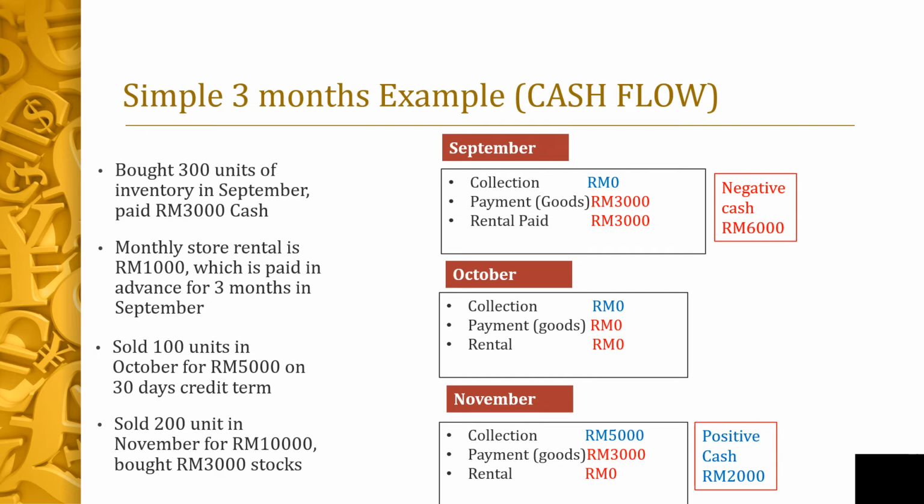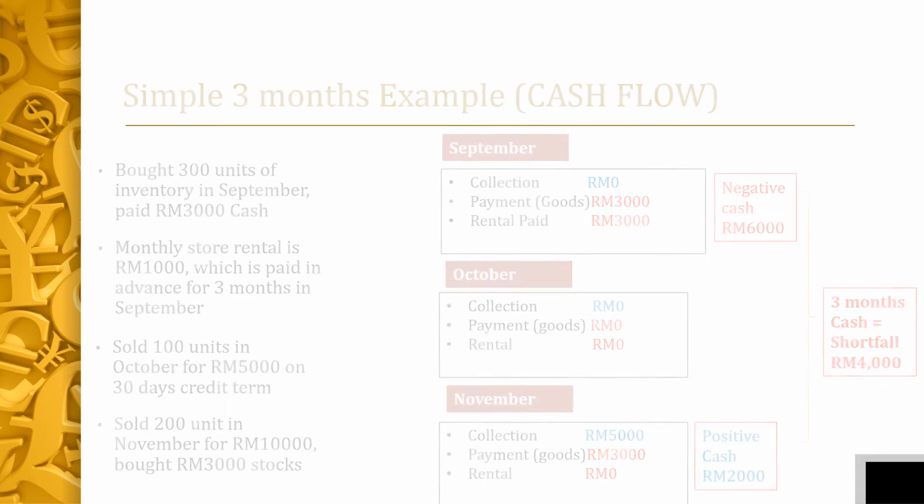How about the 3 months cash position? Oh, we are having a 4,000 ringgit cash shortfall despite our high 9,000 ringgit profit. This is a simpler replication of what happens in real life that is made even more complicated by huge volumes of transactions and activity. Now, let's analyze what happened.